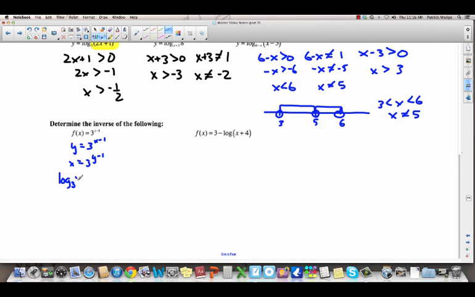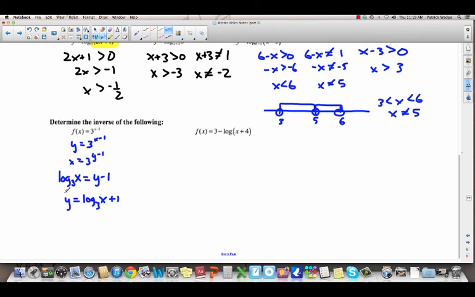The argument is x equals the exponent, which is y minus 1. And now what we want to do is get that y by itself. That's no problem, just move the 1 over. So we get y equals the base 3 log of x plus 1 when we move that over. The last step is to switch that y into inverse f of x, sorry, equals the base 3 log of x plus 1.